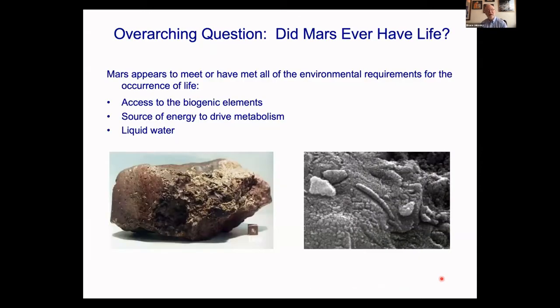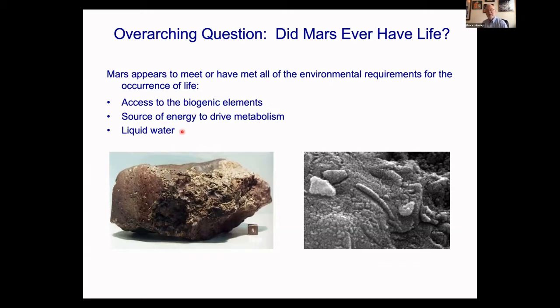And the reason is that the overarching question for Mars really comes down to, did it ever have life there? What we see is that Mars appears to meet today, or to have met at some time in the past, all of the environmental requirements we would place on a planet for having life or for supporting an origin of life. It has access to all of the elements out of which you would build life, things like carbon, hydrogen, oxygen, nitrogen. These are present in the atmosphere and on the surface in minerals. It has a source of energy to drive metabolism. That source of energy can be sunlight, but it can also be chemical energy given off by reactions between water and rock. And as you'll see, it has liquid water, or had liquid water in the past, that allows life to exist.